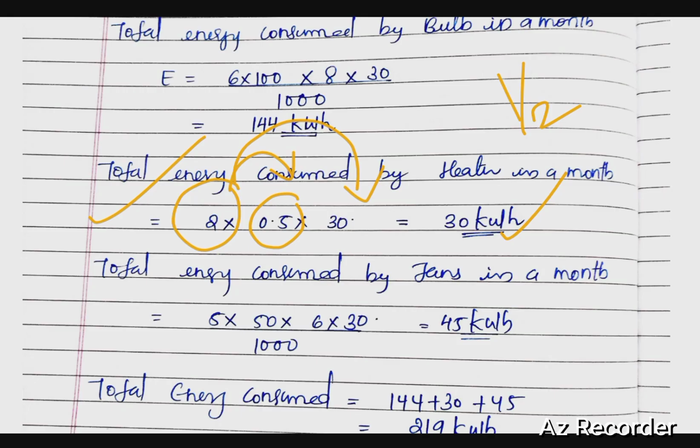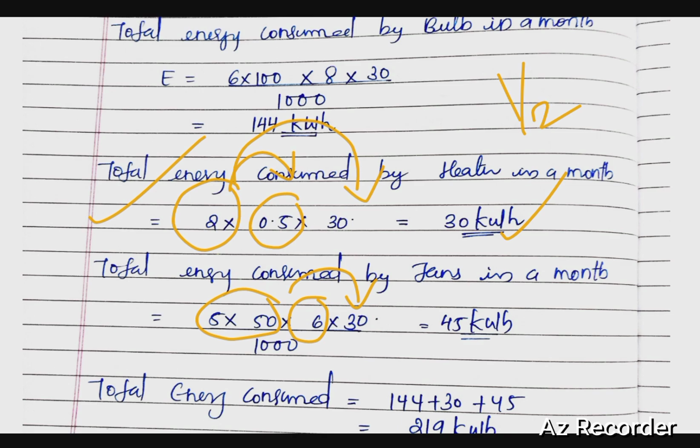Okay, now the total energy consumed by the fans. The fans are 5 in number, each of them has a power of 50. So the total power of 5 fans is 5 into 50, and each of the fans is used 6 hours daily. So 5 into 50 into 6, and this is used for 30 days. So the total is 5 into 50 into 6 into 30.